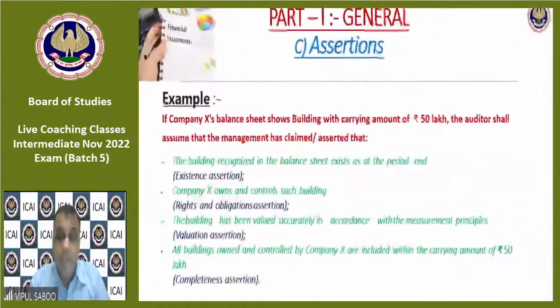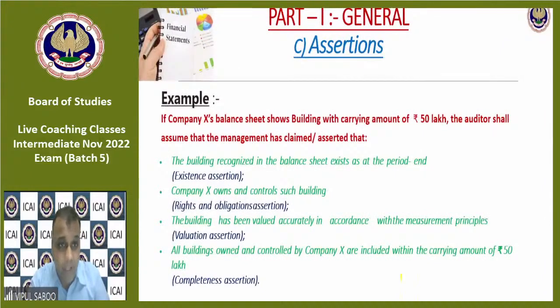Okay. The building example, which we covered in the previous slide. Now come over here. The auditor assumes that the building recognized in the balance sheet exists at the period end. The assertion here given importance is existence. The auditor assumes that company X owns and controls such building. So rights over assets, this assertion. The building has been valued accurately in accordance with the measurement principles. Valuation assertion. Historical cost as per the completion certificate. All buildings owned and controlled by the company are within the carrying amount. This is the completeness assertion. Fine.